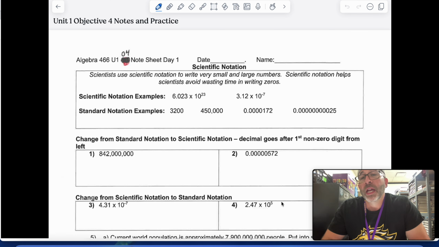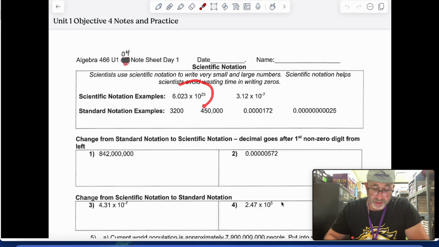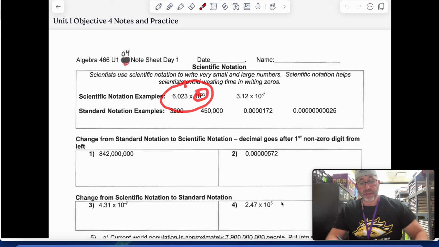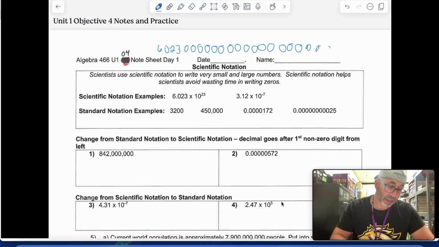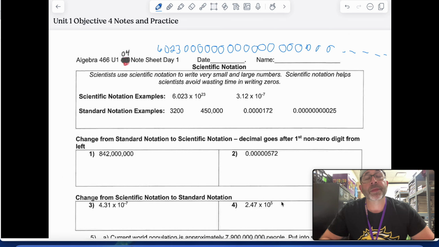With scientific notation, when we see the first one here, 6.023 times 10 to the 23rd power, what this 23 means is that we have 23 spots to the right of our decimal place. So what would that look like? It would be 6, 0, 2, 3, and then 1, 2, 3, 4, 5, 6, 7, 8, 9, 10, 11, 12, 13, 14, 15, 16, 17, 18, and it just goes on forever, right?